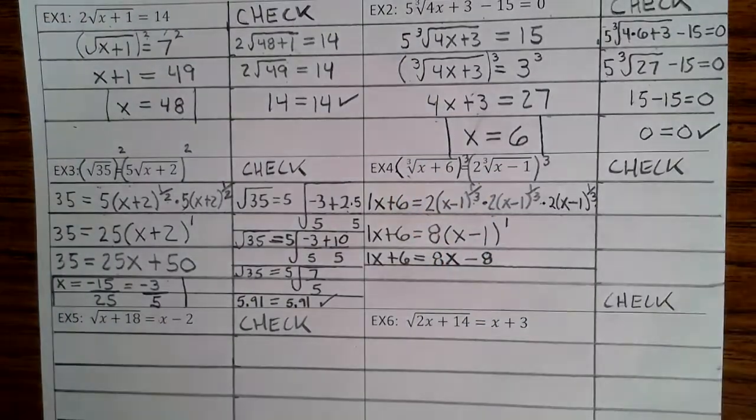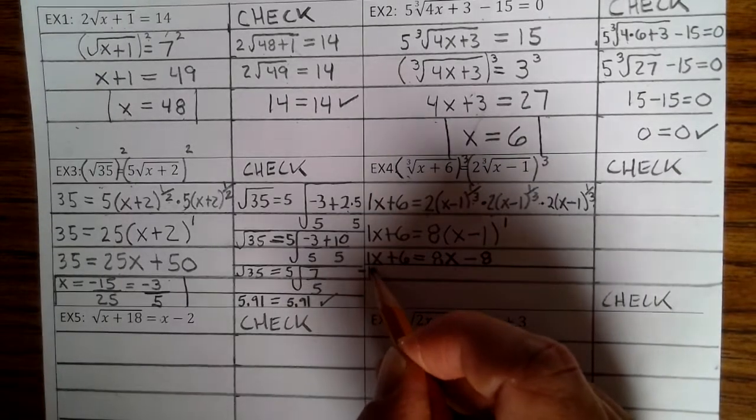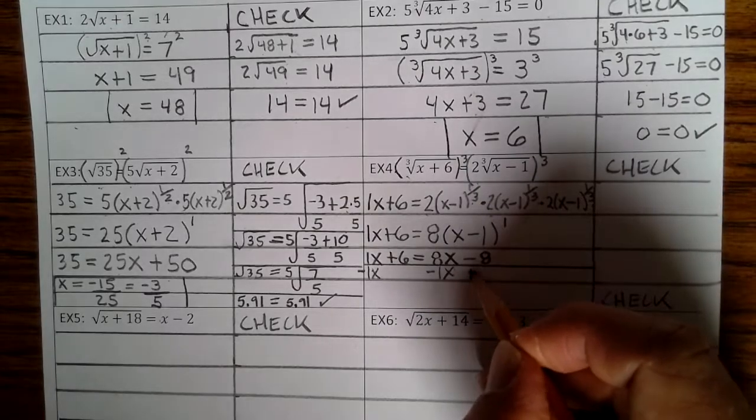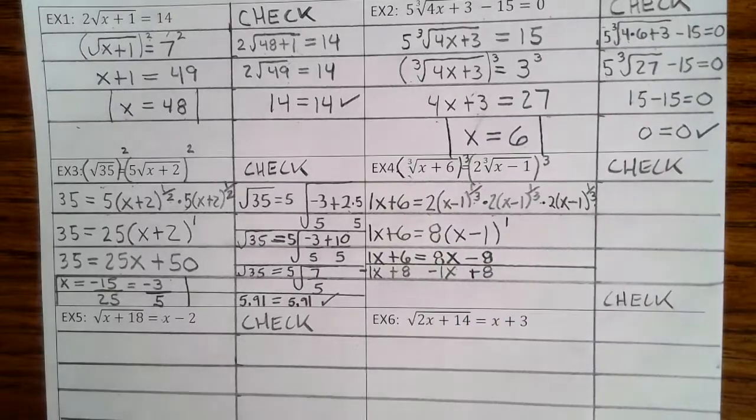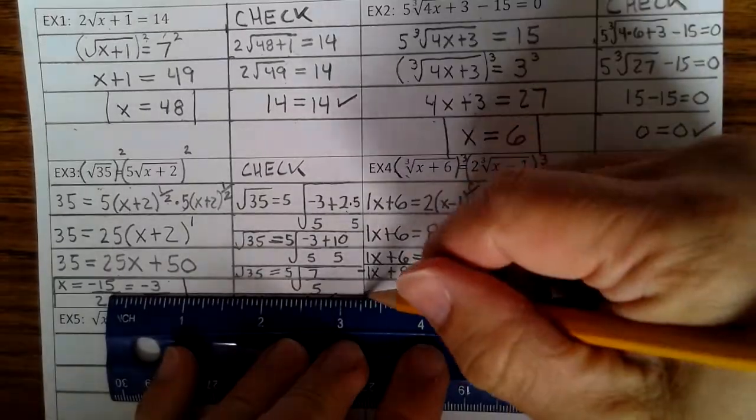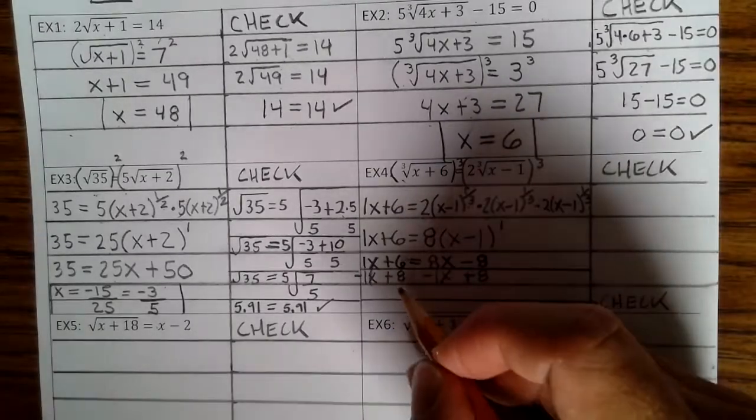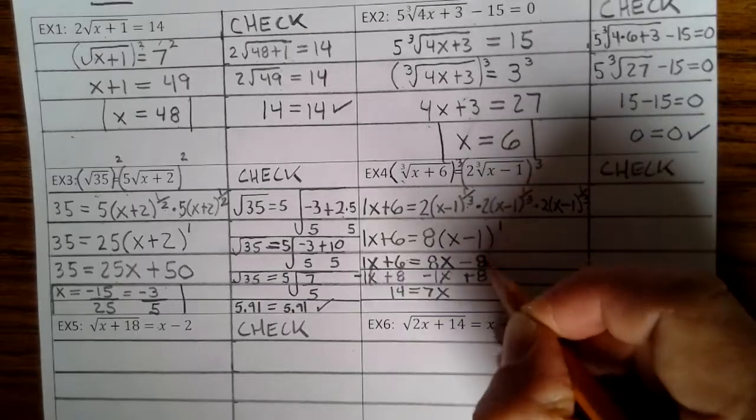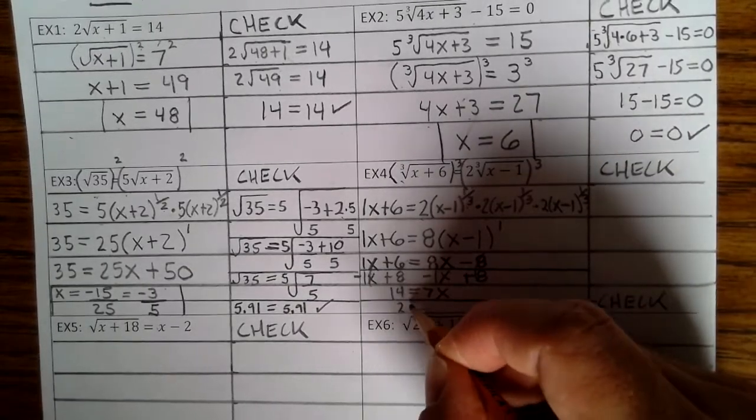minus 8. We're going to subtract 1x from both sides. Okay, and add 8 to both sides. Okay, so the x's cancel. You get 8 plus 6 is 14 equals 7x, and those cancel. So x equals 2.